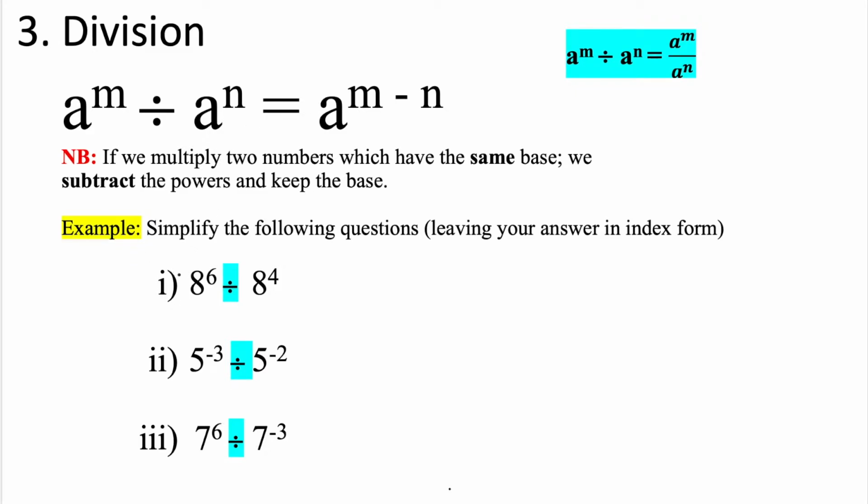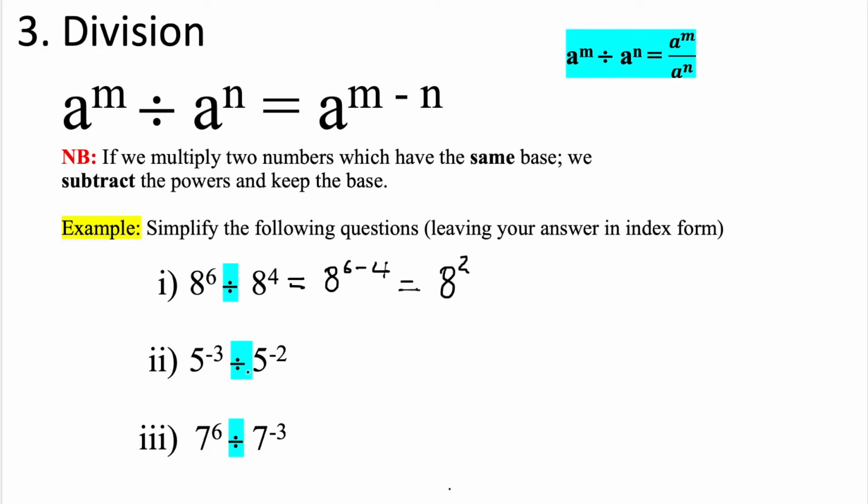Now, for example, when we have here 8 raised to the power of 6 divided by 8 raised to the power of 4, we see that the bases are the same, so we keep the base and we subtract the powers. So we're going to have 8 raised to the power of 6 minus 4, which is equal to 8 squared.